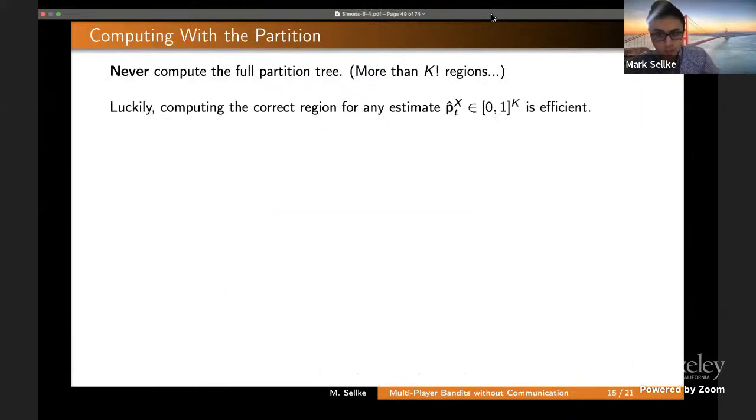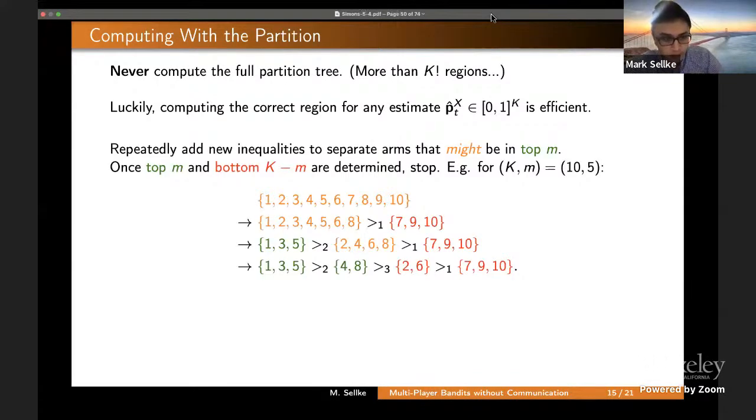There's a general nice way to think about this less pictorially. First off, you never compute with the full tree. There's a huge number of regions, but you can just take in an empirical estimate of the probability vector, and output what the partition tells you to do efficiently. The way this works is that you start with all the arms and you don't know anything about their relative order. You repeatedly try to add new inequalities to separate arms that might be in the top M. Once the top M and the bottom K minus M are determined, you stop adding inequalities. You've found a leaf in the partition tree.